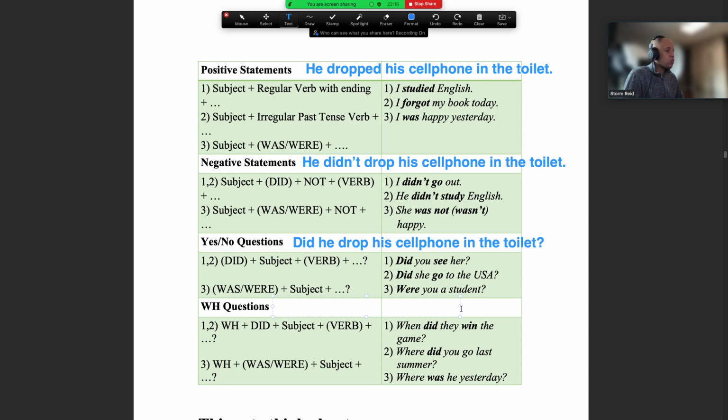Again, WH question, guys. Check page 3 if you need some help. Think about any WH question. I'll think of one. You guys think of one. Write it down. He dropped cell phone toilet. WH question. All right. I'm going to say, how did he drop his cell phone in the toilet?